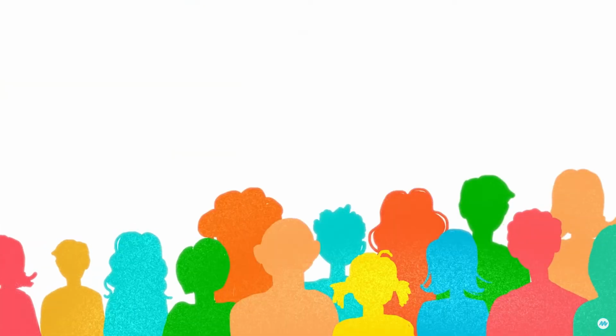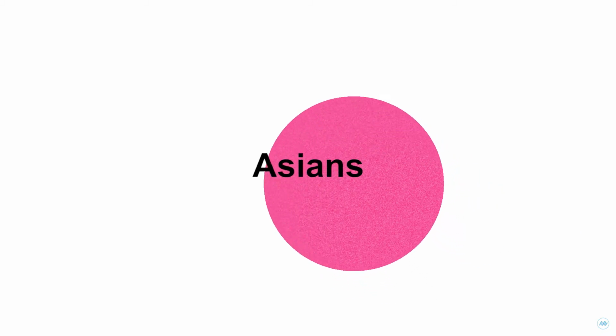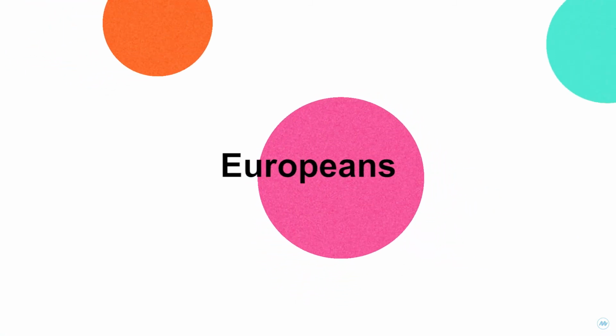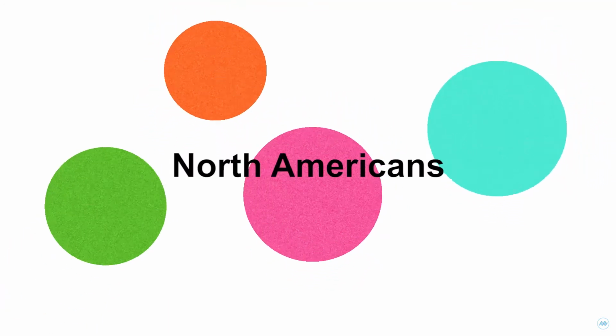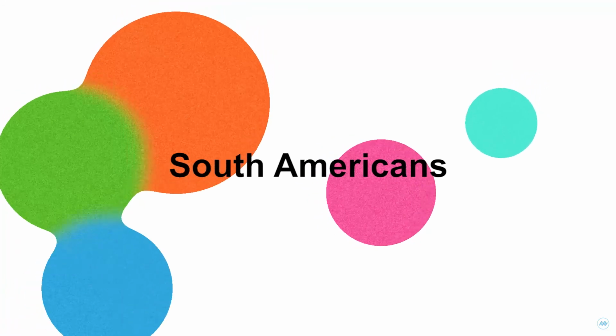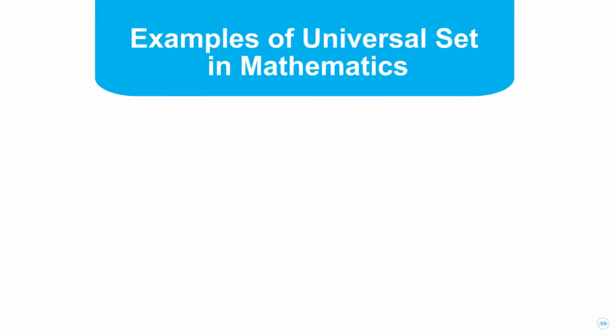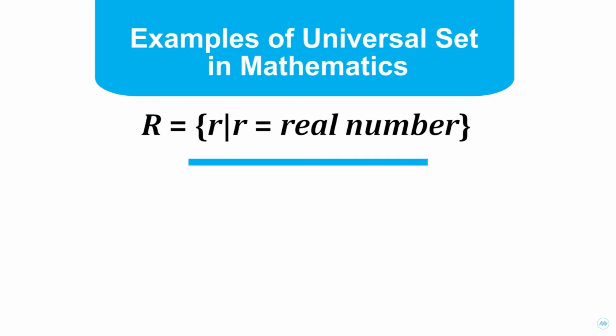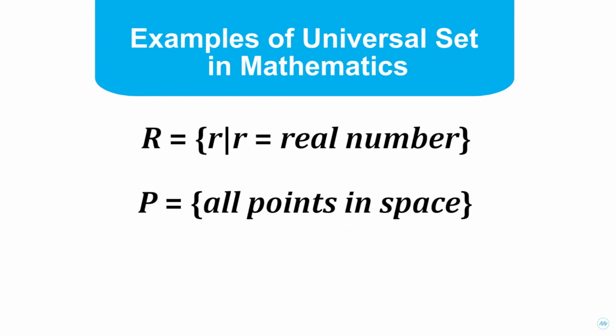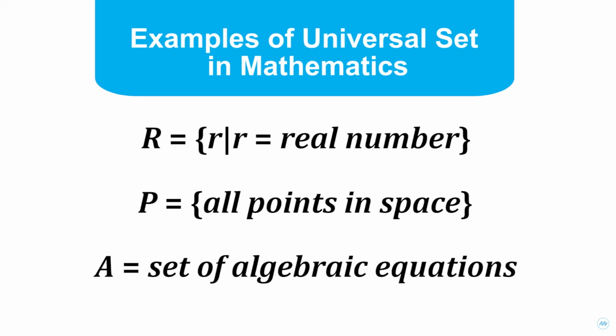We might consider the entire population of the world as our universal set. In this case, the group of all Asians, the group of all Europeans, the group of all Africans, the group of all North Americans, the group of all South Americans, and the group of all Australians become subsets of the universal set. In mathematical terms, depending on the context, we may consider the set of real numbers, the set of all points in space, or the set of algebraic equations and many more as universal set.